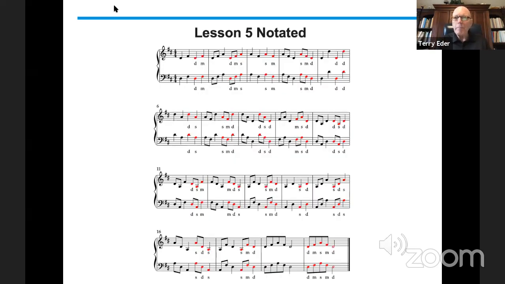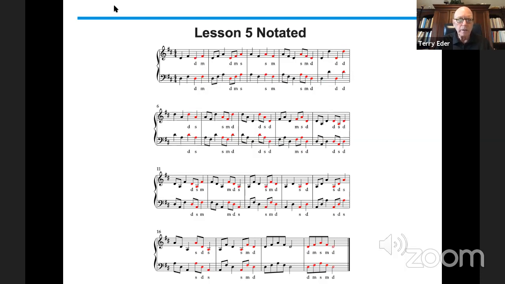Then I put it into notation because that's the next step. You want to do this in notation. It's the same. I put it in D major. Okay, so it goes like this. Same exercise. Lesson 5, major chords built on do. We won't sing it all the way through, but now look at the notes.